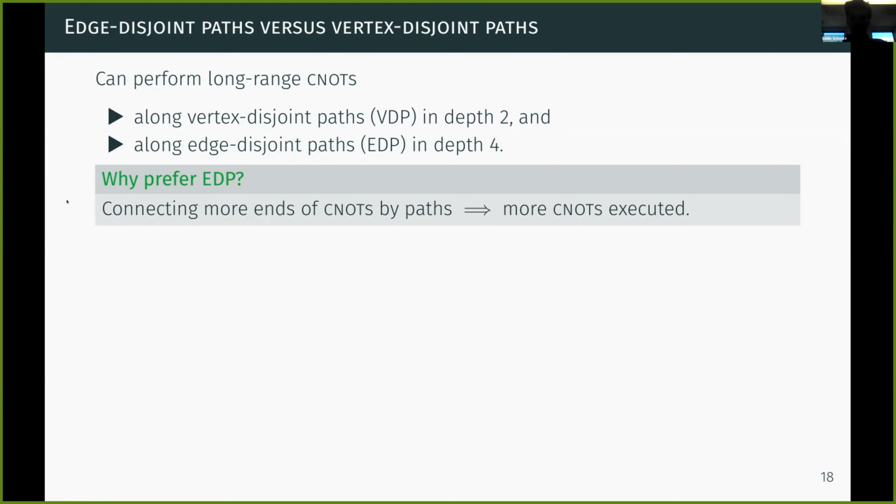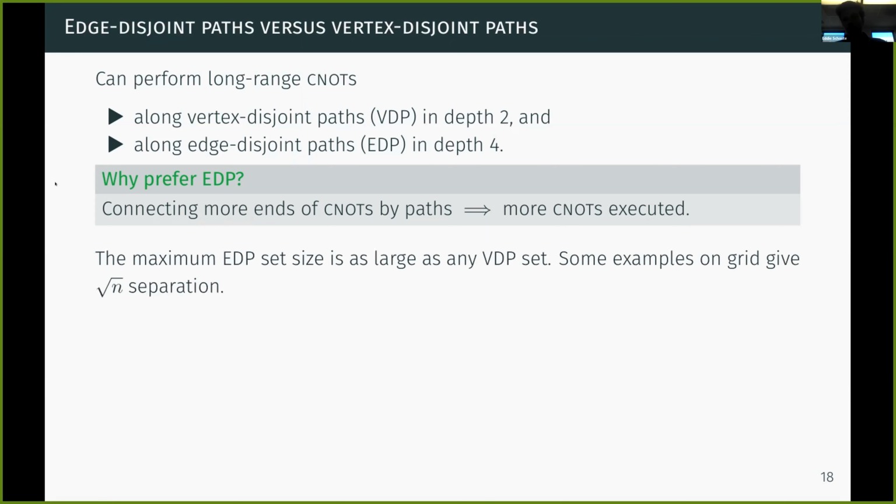Well, it's kind of easy to see that if we can connect more ends of CNOTs by paths, then this will result in more CNOTs that are executed. So therefore, if we can find a larger set of paths, then we can execute more CNOTs. And in fact, the maximum edge disjoint path set size is always as large as a vertex disjoint path set, because a vertex disjoint path set is an edge disjoint path set, but not vice versa. And there are actually examples on the grid that give a square root n separation between these 2.